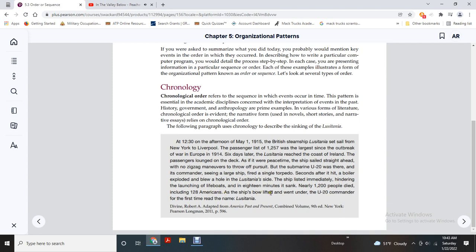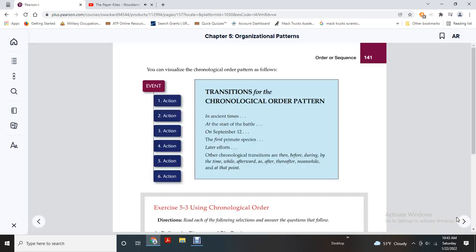As the ship's bow lifted and went under, the U-20 commander for the first time read the name Lusitania. That is from David Reinberg, The American Past, Combined Volume, 9th edition, New York, Pearson Longman, 2011, page 596. You can visualize the chronological order pattern as follows: event, first action, second action, third action, fourth action, fifth action, sixth action.